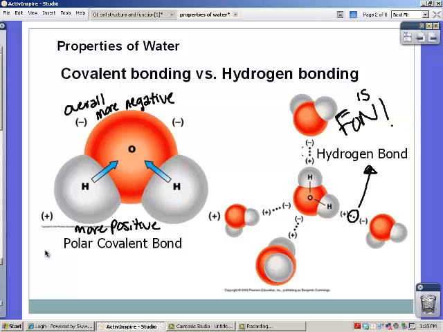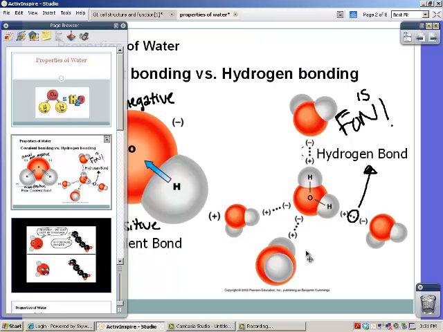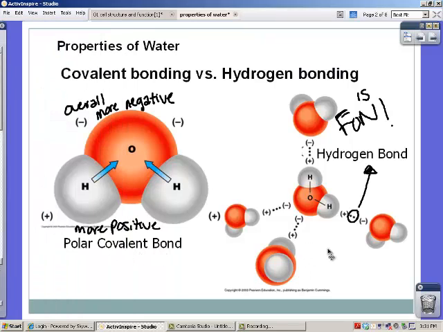Now when we're talking about hydrogen bonds, we're not talking about just one molecule. We're talking about the interaction amongst many molecules. In my picture over here, I have all these water molecules together. You can see that the positive end of a water molecule, the hydrogen, is going to be attracted to the negative end of another water molecule. It's this attraction that forms a weak bond, and we call these bonds hydrogen bonds.